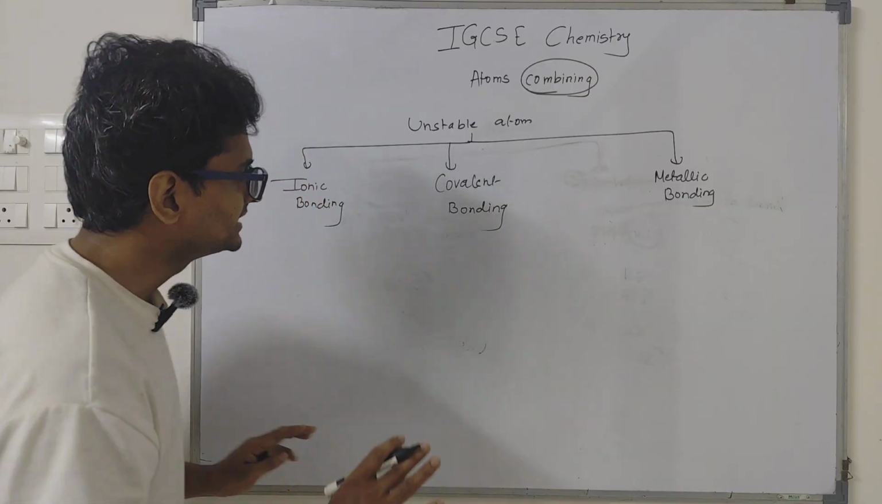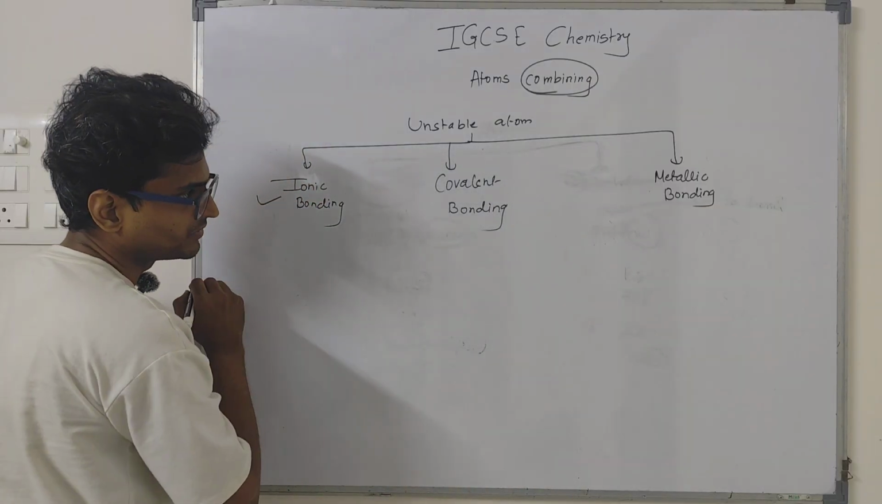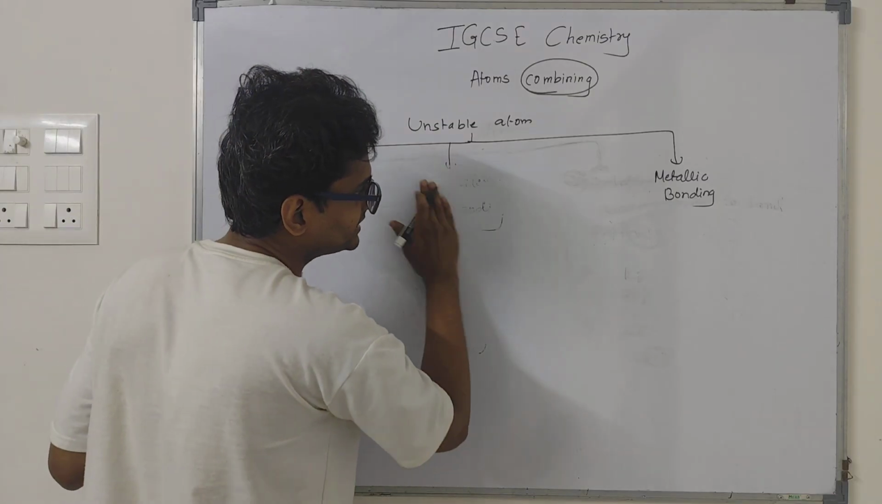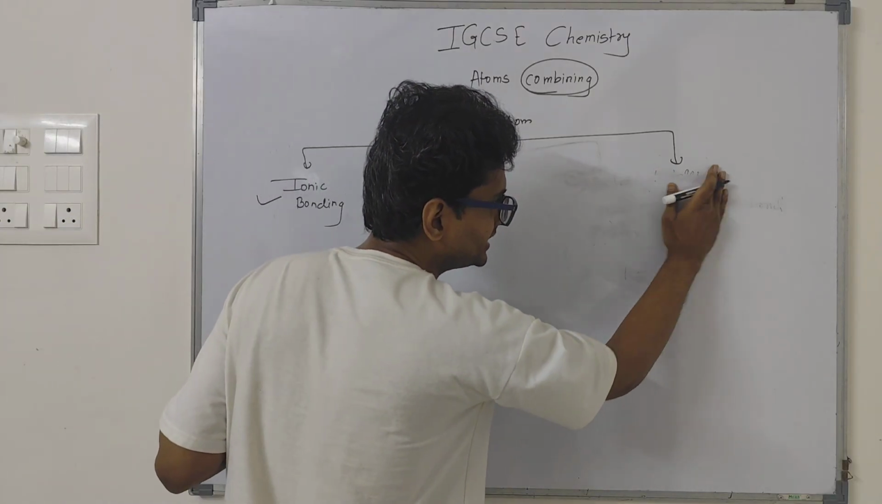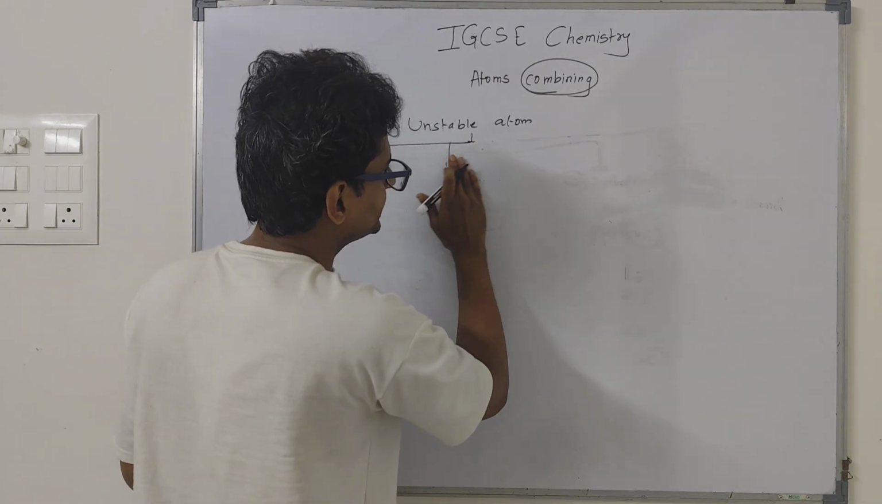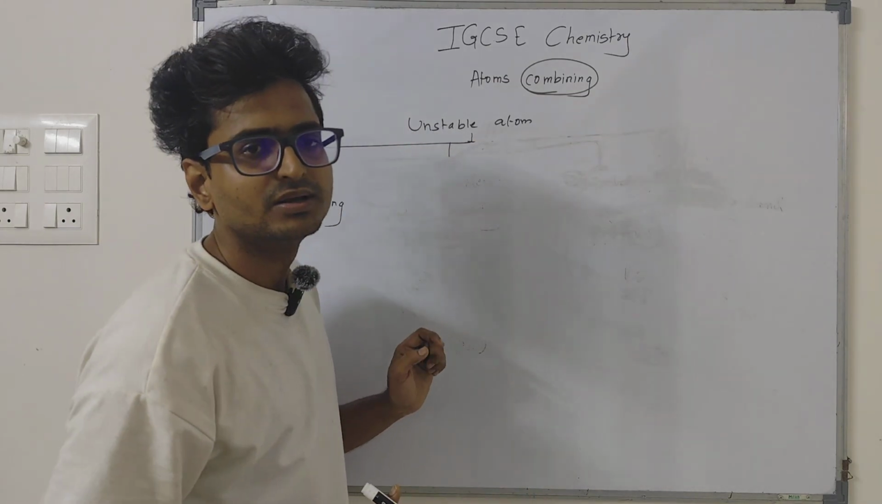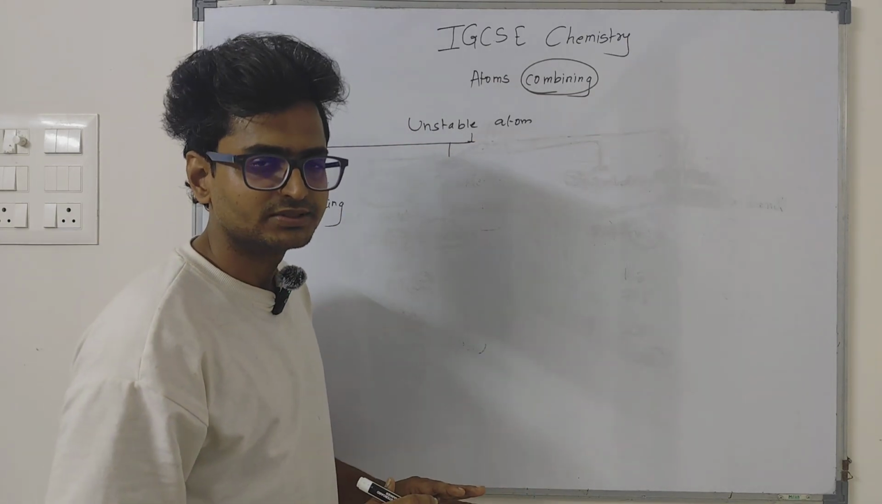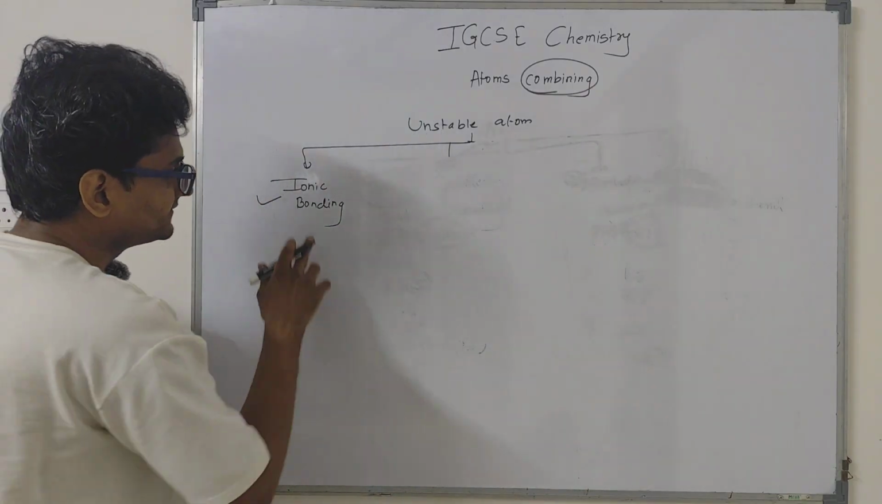Okay, so let's start with ionic bonding. We will do covalent and metallic later, and these are the only bonds or concepts that we have to study. Okay, let's start with ionic bonding.